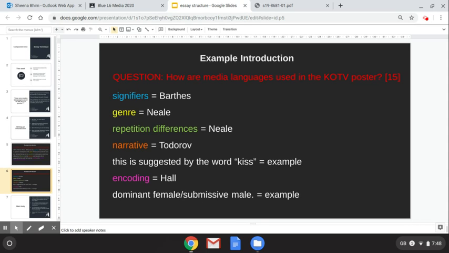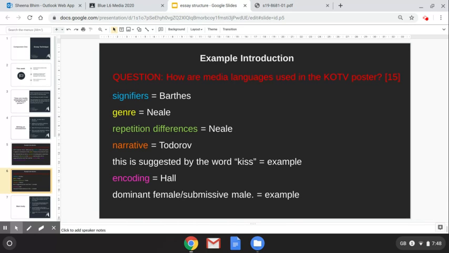This is why, right from the start of the course, we put emphasis on learning those terms, getting those terms fluently in your head so that they just flow when you start to write. So you have signifiers from Roland Barthes. We've got genre, repetition, and differences from Steve Neale. We then have narrative, which is from Todorov, so we'll be able to discuss disequilibrium later on in the essay.